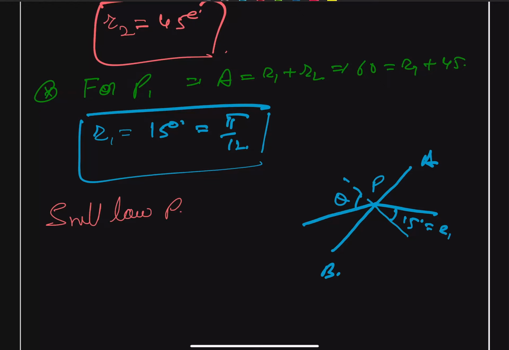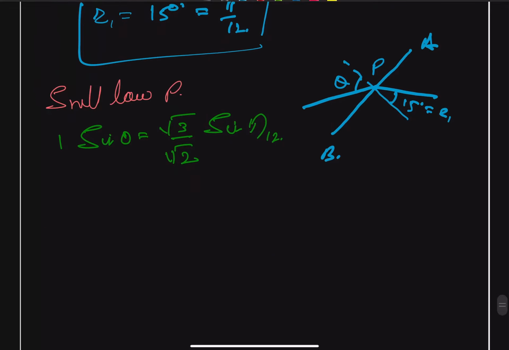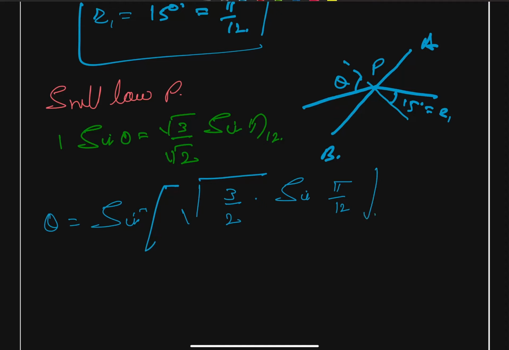Snell's law at P, we get this as 1 sine of theta is equal to square root of 3 divided by square root of 2, and we have sine of pi by 12. Now it's a simple calculation. Here we get that our theta is equal to sine inverse of square root of 3 divided by 2, and we have sine of pi by 12.